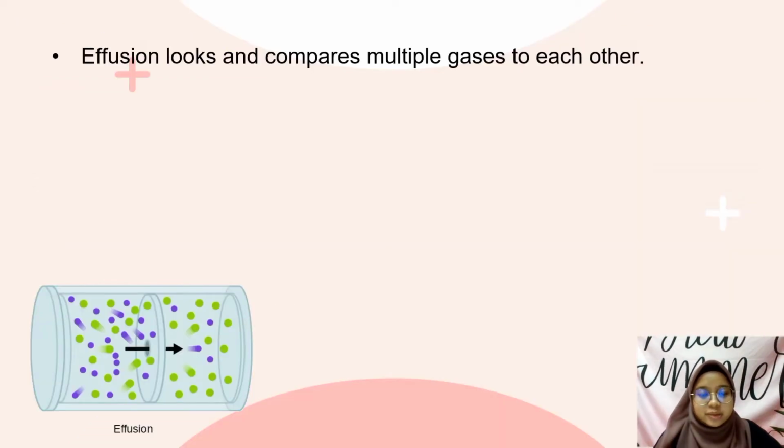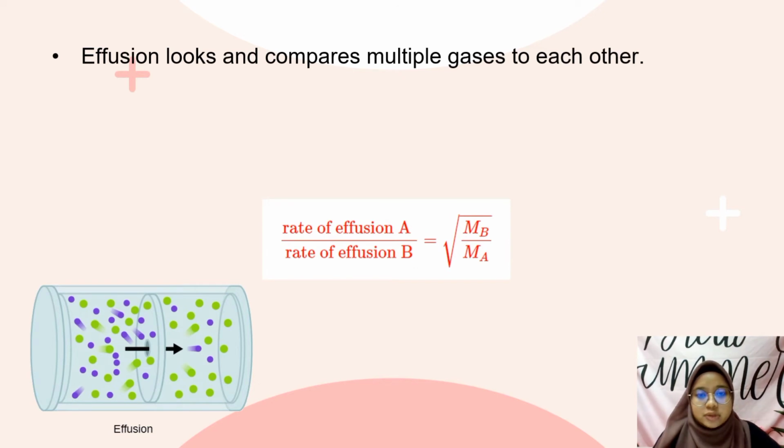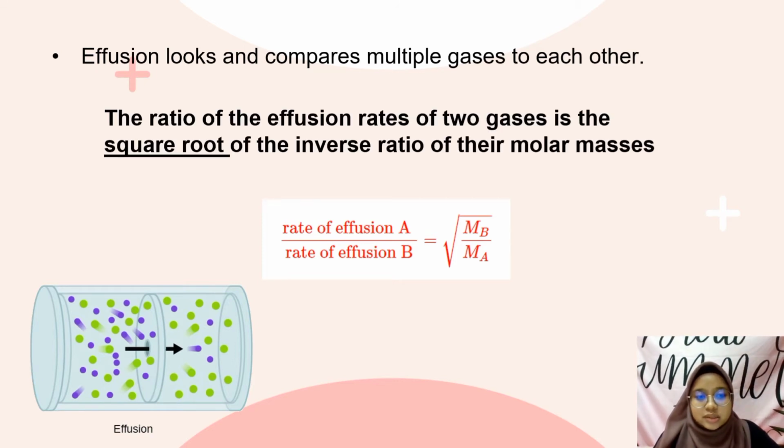In chemistry, effusion usually compares multiple gases to each other. So we will use this formula, which is rate of effusion A divided by rate of effusion B equals the square root of the molar mass of gas B divided by the molar mass of gas A, which means the ratio of the effusion rates of two gases is the square root of the inverse ratio of their molar masses.